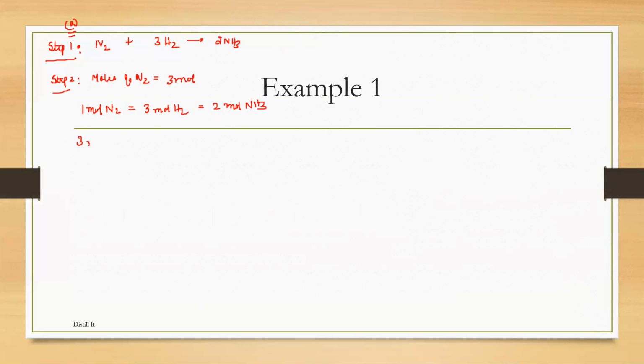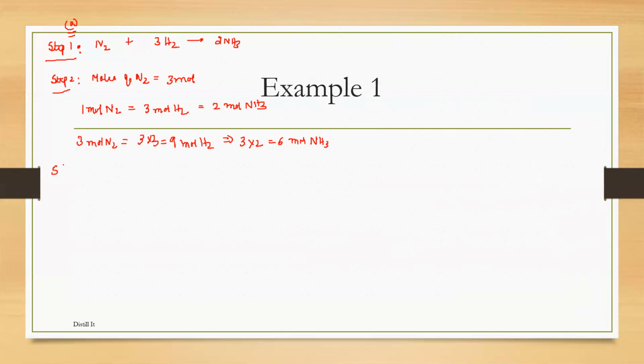So when 3 moles of nitrogen are going to react, how many moles of hydrogen will it require? 1 mole requires 3 moles. Therefore, 3 moles would require 3 into 3, which is equal to 9 moles of hydrogen. And at the same time, since 1 mole of nitrogen produces 2 moles of ammonia, 3 moles of nitrogen are going to produce 3 into 2, which is equal to 6 moles of ammonia.